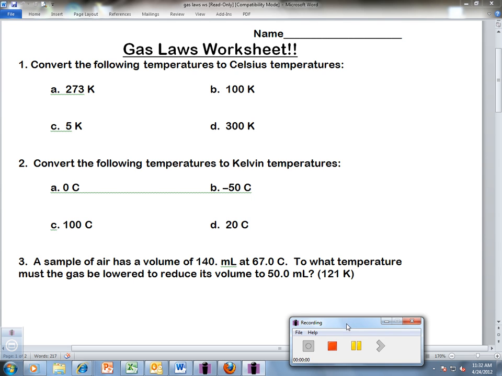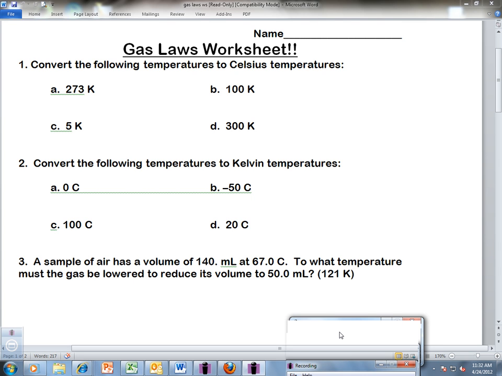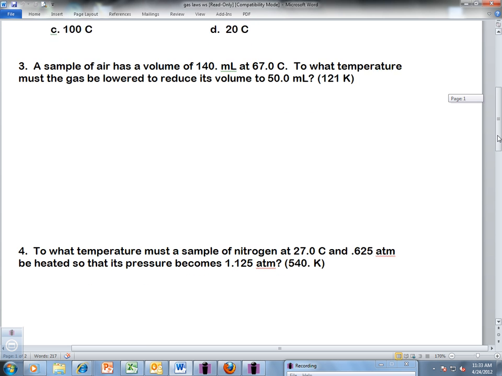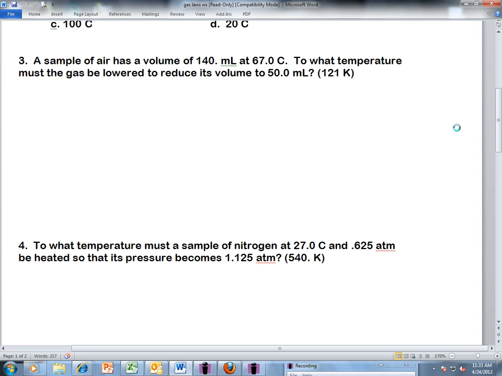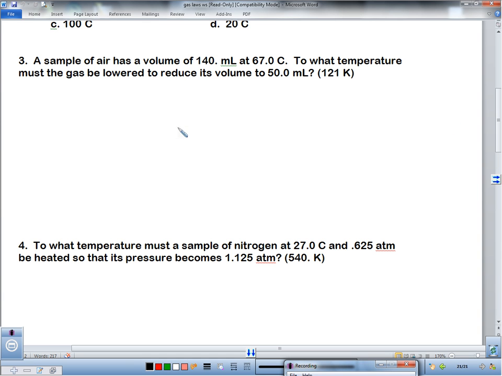We are going to go over one of these problems so you can see what is expected as far as work goes. 1 and 2, I feel pretty confident that you can convert those. Number 3, we need to look at what the variables are and talk about how to use the equations. What are our variables for number 3 as far as pressure, volume, temperature, what's going on there?